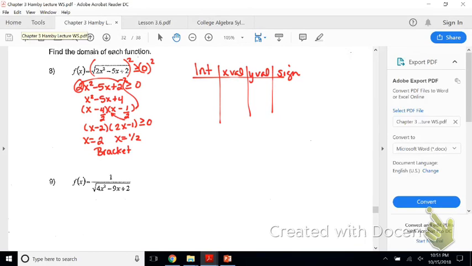So let's go and set up our intervals, and then I'm going to let you work them out. So negative infinity to the smaller one, 1/2, with a bracket. The 1/2 then to the 2 with a bracket. And then 2 goes to positive infinity. And so pick your x values, your y values, and the sign, and you should be able to solve it from there.